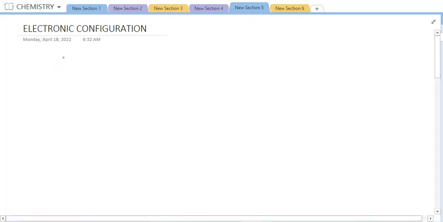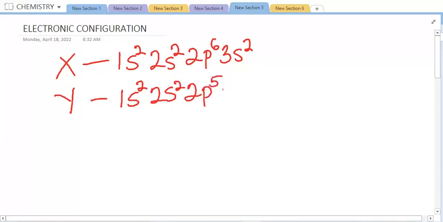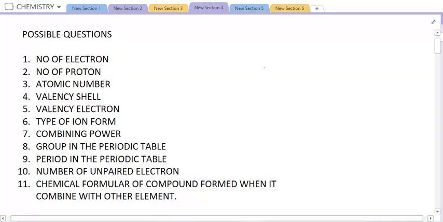I give you an element and I call it element X. And I say the electronic configuration is 1s2, 2s2, 2p6, 3s2. I give you another element Y and I say the electronic configuration is 1s2, 2s2, 2p5. I now ask you all these questions.